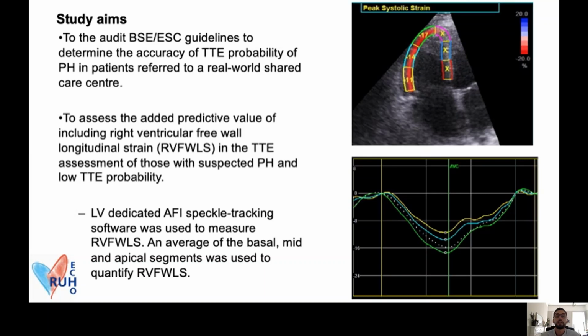LV dedicated AFI speckle tracking software was used to measure RV free wall longitudinal strain, with an average of the basal, mid, and apical free wall segments used to quantify strain values.